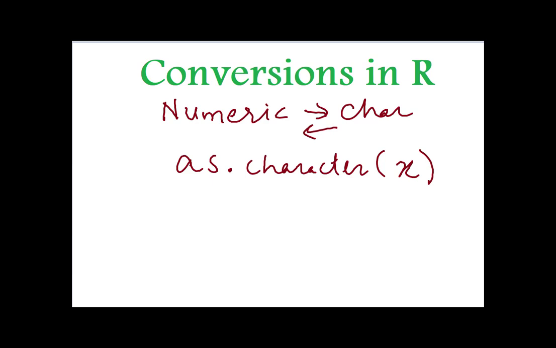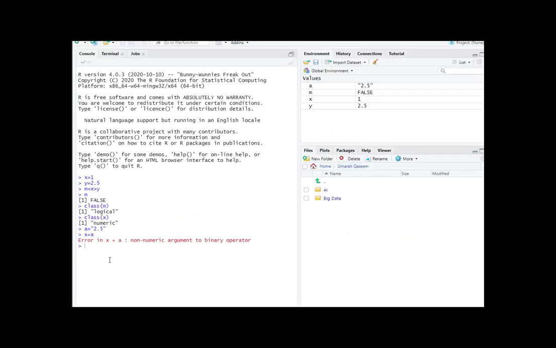And if you want to do the other thing, if you want to convert from character to numeric, you can write as.numeric and your variable, let's say y, inside it. Let's quickly see the function of these two functions in RStudio.